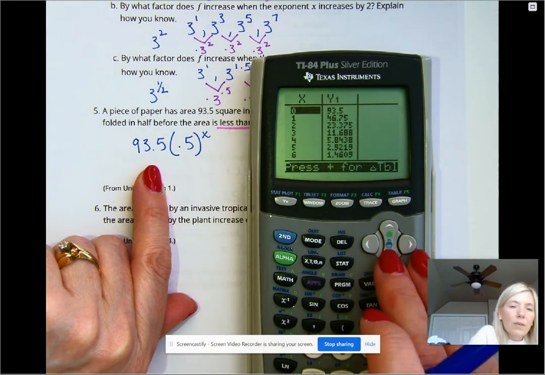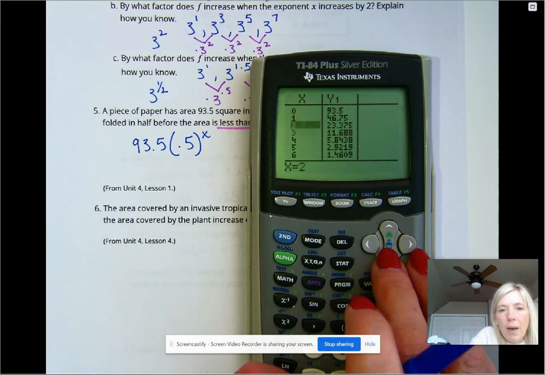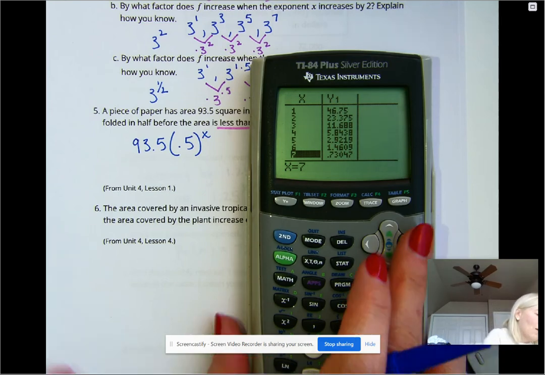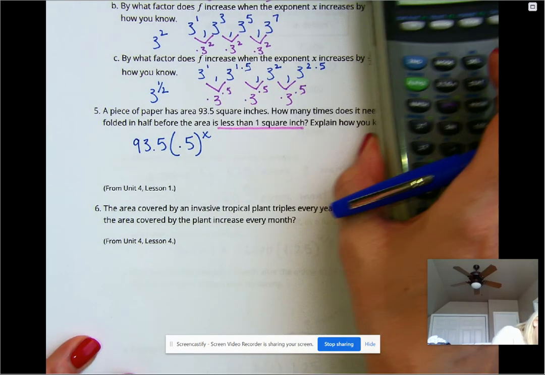Okay. So I can see it actually happens pretty quickly. After 6 folds, it's 1.4, and after 7 folds, you can see it's now less than 1. So I'm going to say after 7 folds.